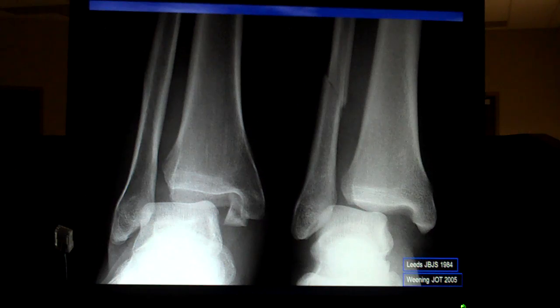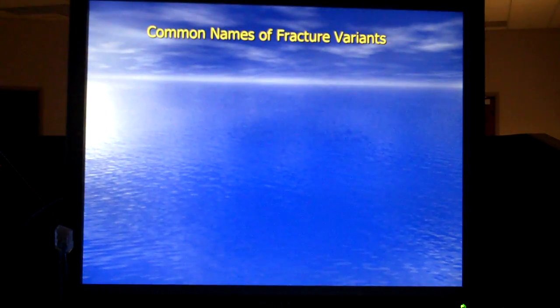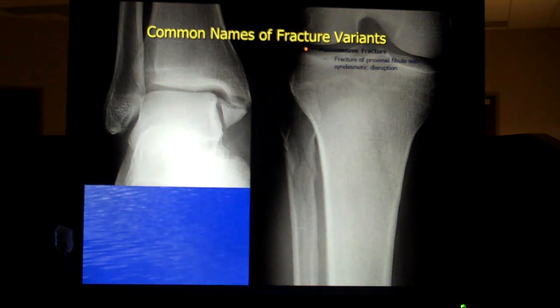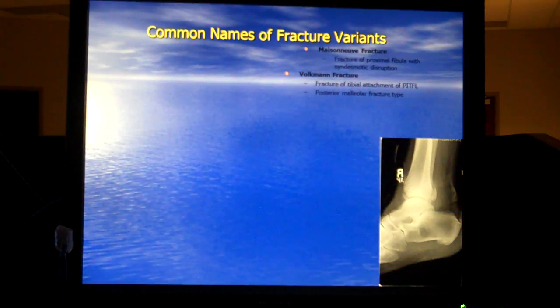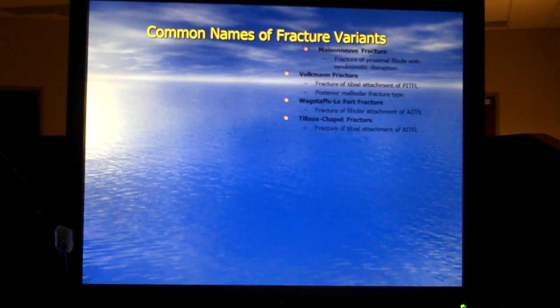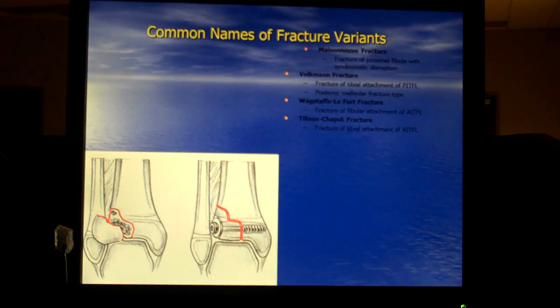There you go. Okay, so syndesmosis makes a difference. Yeah, we talked about that. So here's some variants. Maisonneuve fracture, the high fibula. These are some nice words for you guys to remember. A Volkmann's fracture is the tibial attachment of the posterior inferior tib-fib ligament. Wagstaff-Lefort, which is rare, is where the fibula fractures anteriorly. And Tillaux-Chaput, I just call it Tillaux, is the anterior lateral Tillaux-Chaput fracture. And the opposite side, if it breaks off the fibula, that's called the Wagstaff-Lefort.